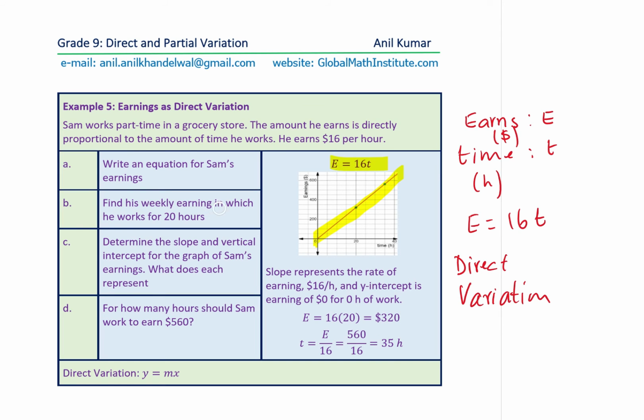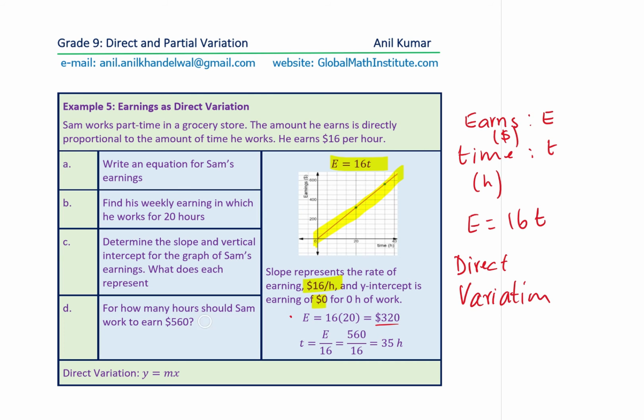Now find his earnings in which he works for 20 hours. Substitute 20 for t. So in that case, the earnings will be 20 times 16, which is $320. Determine the slope and the vertical intercept for the graph of Sam's earnings. So the slope in this particular case is 16, right? The slope is 16, which represents the rate of change or rate of earning per hour. And the y-intercept is of course 0, which means that if he doesn't work, he doesn't get paid.